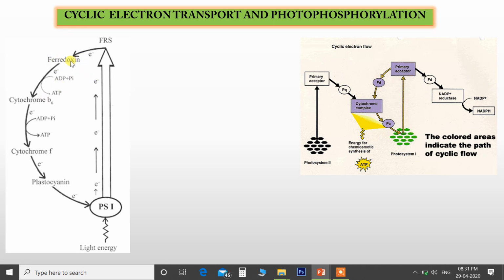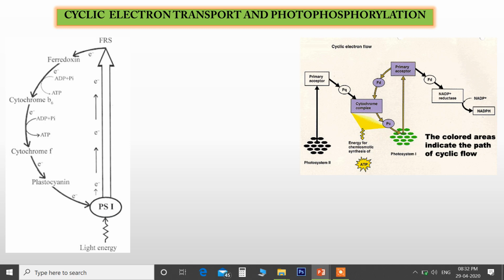From ferredoxin, electrons are moving back to PS1 through a series of electron carriers. And which are the electron carriers? These are the carriers we found in non-cyclic also in between PS2 and PS1. They are cytochrome B6F complex, cytochrome B6, cytochrome F, and plastocyanin. Through these electron carriers, the electrons pass in a downhill movement and return back to pigment system 1. So this is cyclic electron transport.